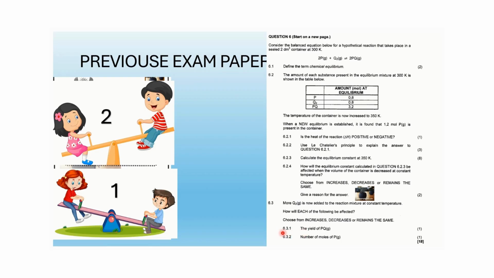Now let's go to question 6.3.1. The yield of PQ. Where is PQ? PQ is here on the product, and we mentioned that the product will increase. So this simply means that the yield of PQ will increase.